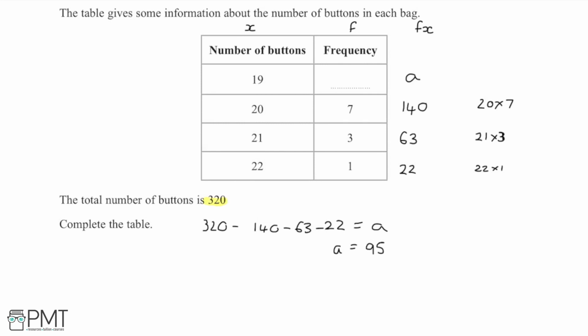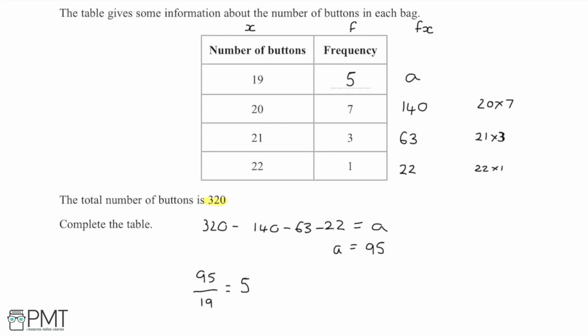So there are 95 buttons basically represented in this row of the table. And if there are 19 buttons in each bag, we can take this 95 buttons and divide it by 19 in order to get the number of bags that have 19 buttons in, and that gives us an answer here of 5. 5 bags have 19 buttons in, and I can fill in the table with the answer of 5.